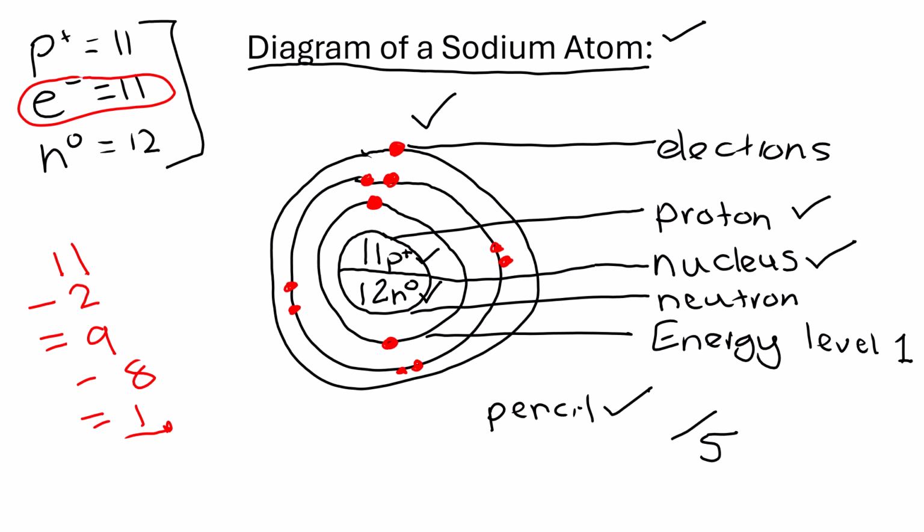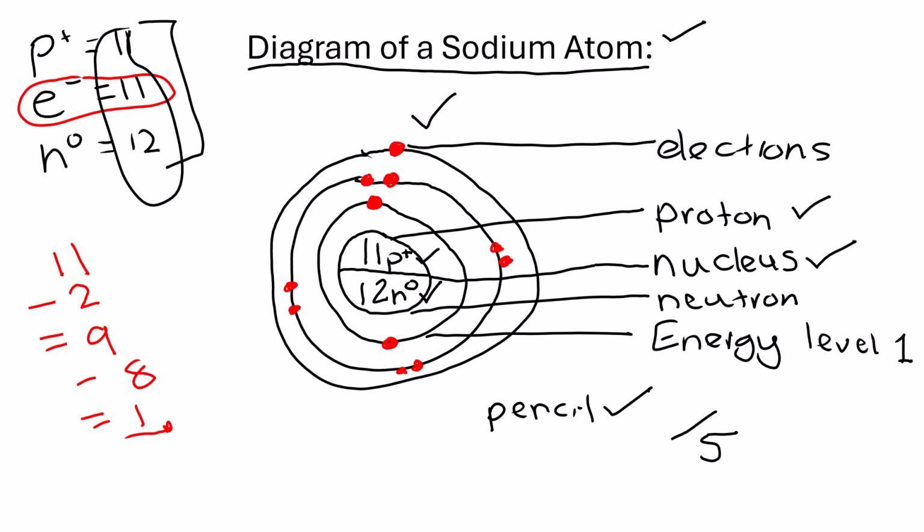Okay, so this is the basis of how to draw an atom. You first have to identify which element it is on the periodic table. Then you have to figure out what is the atomic number and what is the atomic mass. Remember, atomic mass is always the big number. Atomic number is always the small number. We then identify what the protons, neutrons, and electrons are. And once we've done that, we can then go into drawing your atom.